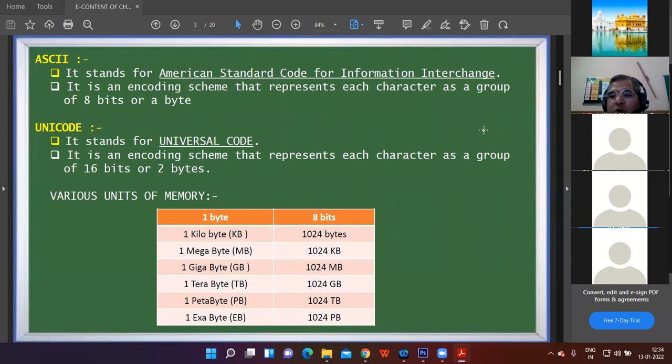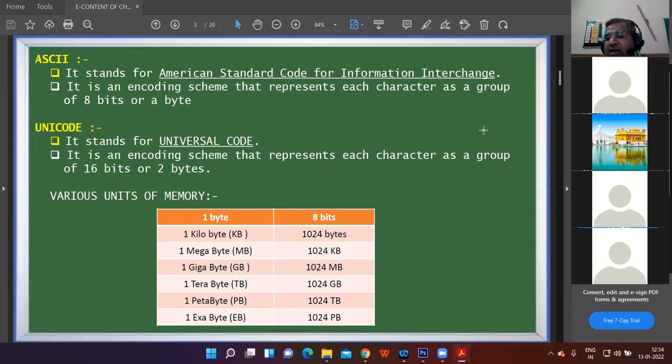What is ASCII code? American Standard Code for Information Interchange. Beta, it is the encoding scheme that represents each character. Each character means even a plus symbol. Whether it is a symbol, a lowercase letter, an uppercase letter, or a digit, every character has a unique ASCII code on the basis of which it is stored in the memory.